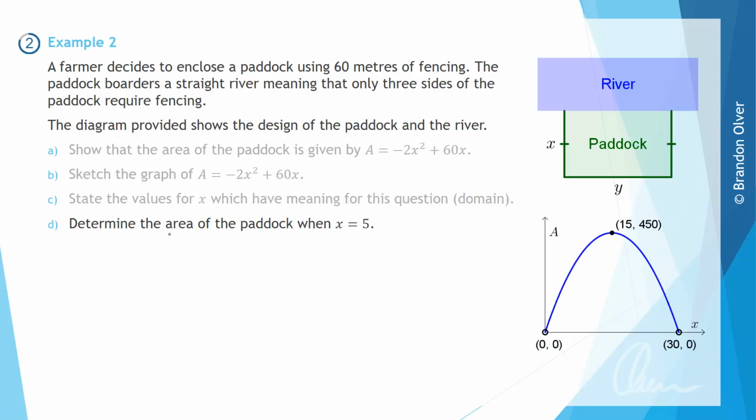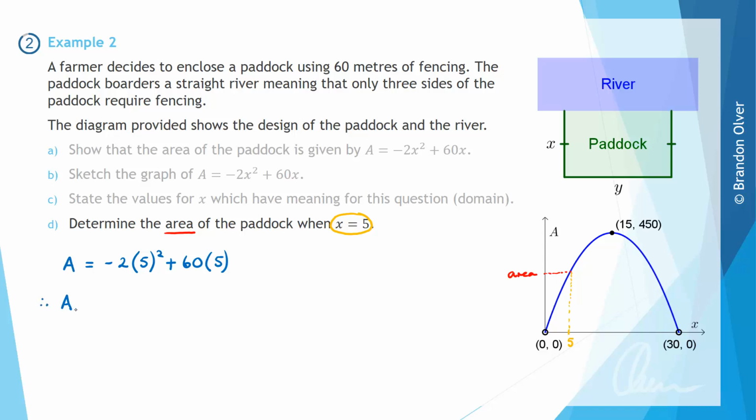Next, we're asked to determine the area of the paddock when x equals 5. So on the graph, which has been computer generated for this slide, so it's just trimmed down to that domain we were just talking about, x equals 5 might be around here. We want to find what the y value is, and that represents the area that we are being asked to find. So to do that, we're going to use our rule, and that says that the area is equal to minus 2 times x squared. But the x value has been given to us as 5, so it's minus 2 times 5 squared. And then it's plus 60 times x, so it's plus 60 times 5.